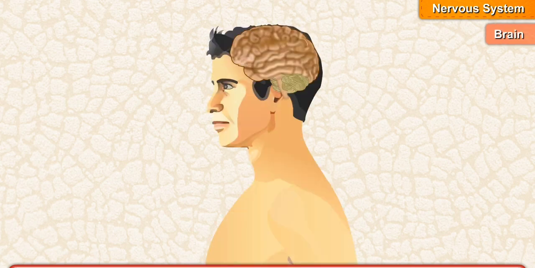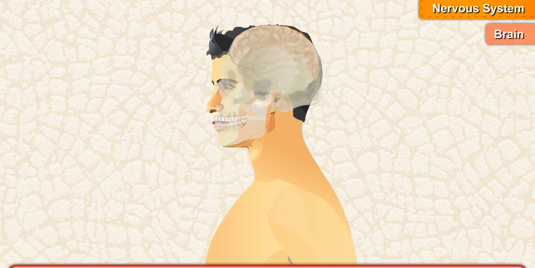Brain. The brain is an important organ of our body. It is the control center of our body. It sends and receives messages from different parts of the body through spinal cord and nerves. It is protected by the bony skull. The space between the brain and the skull is filled with a fluid that acts as a shock absorber. This fluid protects the brain from injuries.